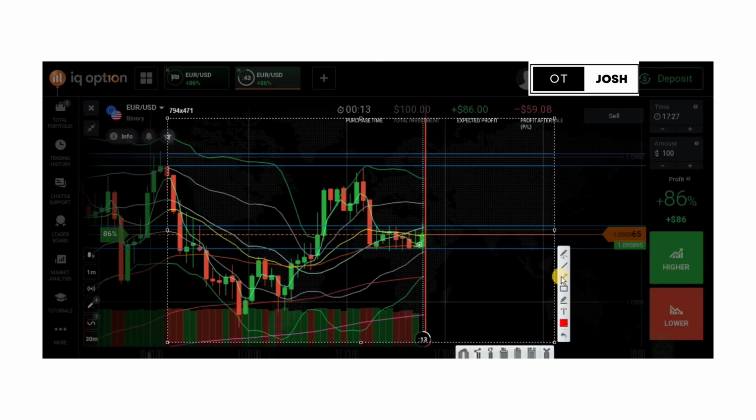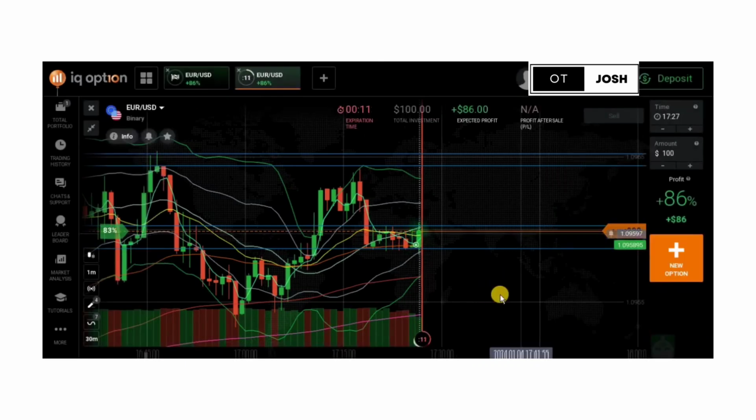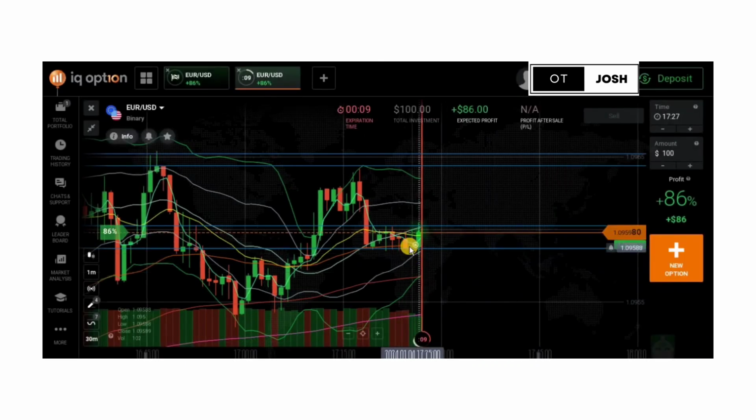Now if you look at this, the pressure is coming from this yellow line, which is the 20 EMA. The pressure came down from there with this candlestick with a high volume. Now the pressure went back to the 20 EMA and came down from there, but this time with a low volume, showing you that the selling pressure has weakened.